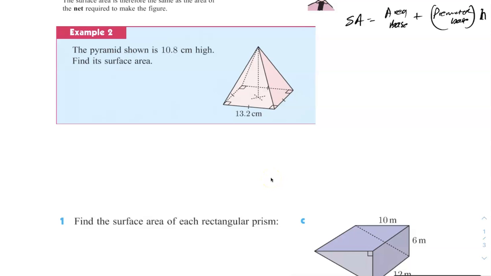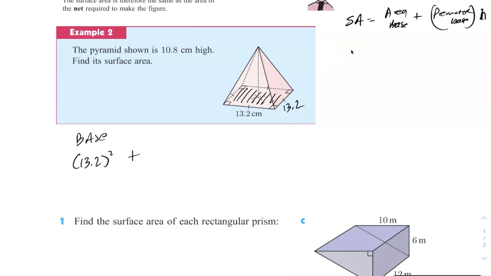We're going to find the area of the base right here. Well, that's easy for us. It's a square. You can see by the tick marks. So they're all 13.2. So my area of my base is going to be 13.2 squared. I'll plug that into a calculator later.